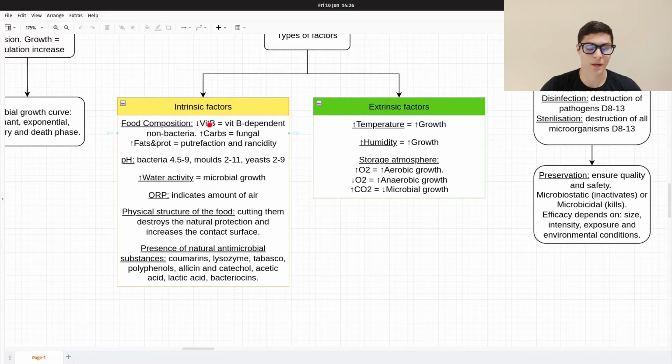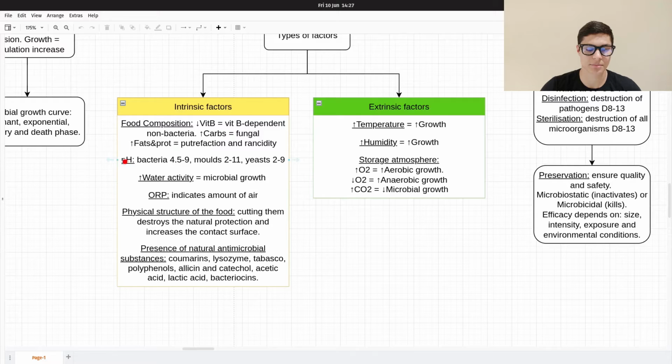And well, if we have low vitamins B, well, the vitamin B dependent bacteria will not grow, and the bacteria that doesn't depend on vitamin B will grow. If there are high carbohydrates, well, the molds will probably start to grow faster, and if the food has a lot of fats and proteins, we will get putrefaction for the proteins and rancidity for the fats.